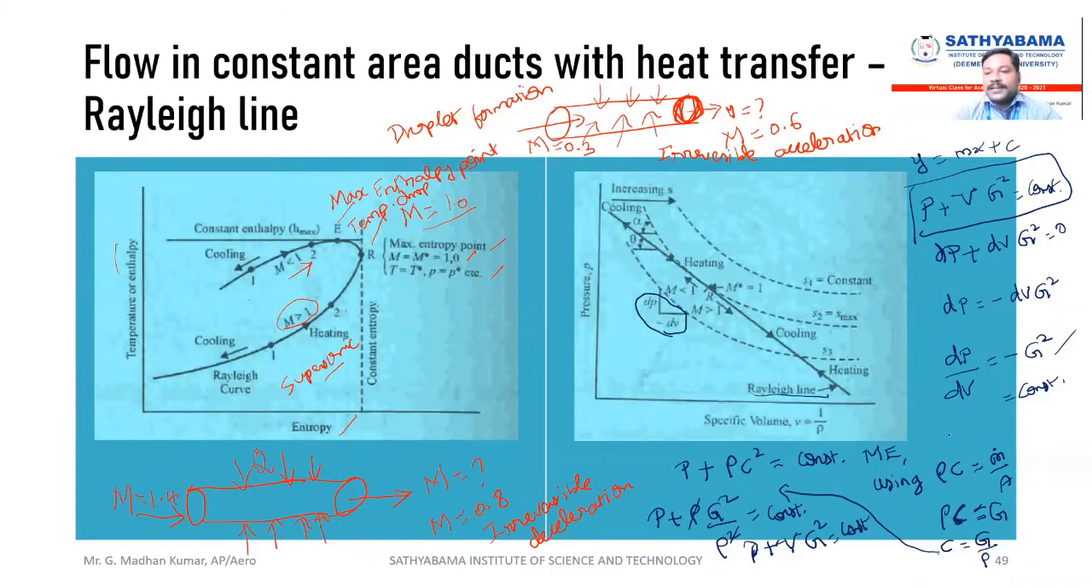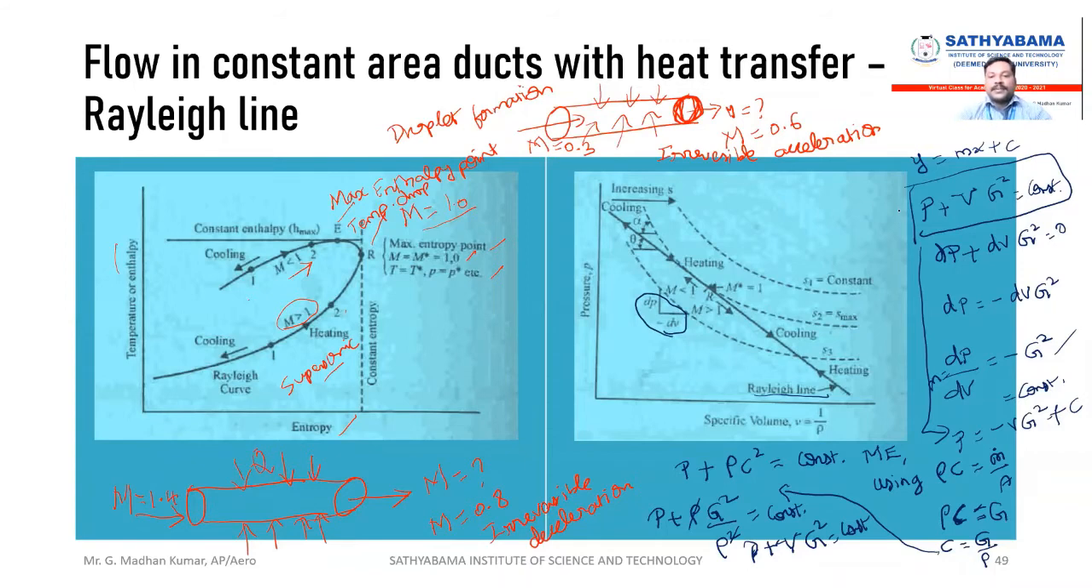Similarly, we can write this equation as P is equal to minus V G square plus C. So this minus V G square, what is minus G square? That is nothing but the slope. Yeah, so this is nothing but m. So we are getting this equation with a negative slope, where the line starts from negative, right? Using this equation only, this plot has been drawn.